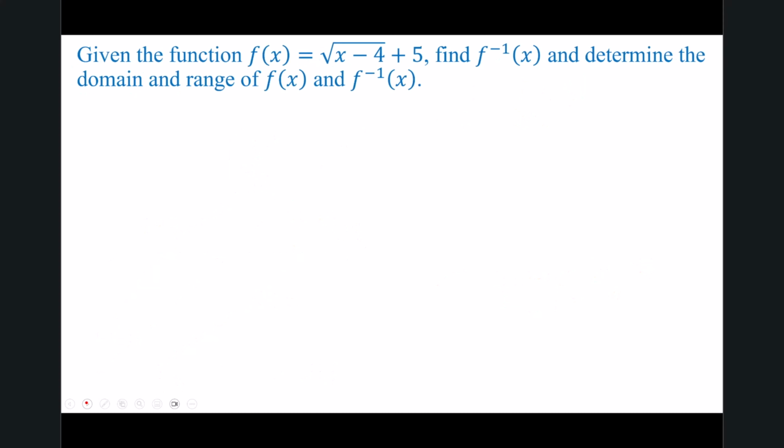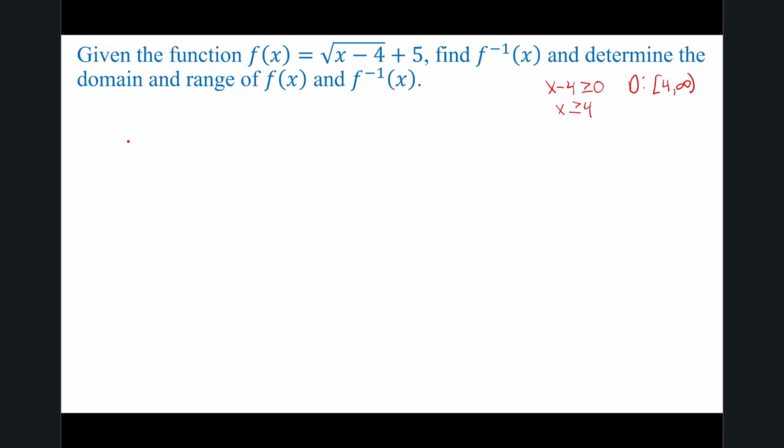Given this function, f of x equals the square root of x minus 4, plus 5, let's find the inverse and determine the domain and range of both f of x and f inverse of x. So let's first find the domain of f of x. When we have a square root function, we know whatever is inside the square root needs to be greater than or equal to 0, which means that x has to be greater than or equal to 4. So the domain of f goes from 4 to infinity. X's just have to be greater than or equal to 4. So let's find the inverse now, and then we'll go from there.